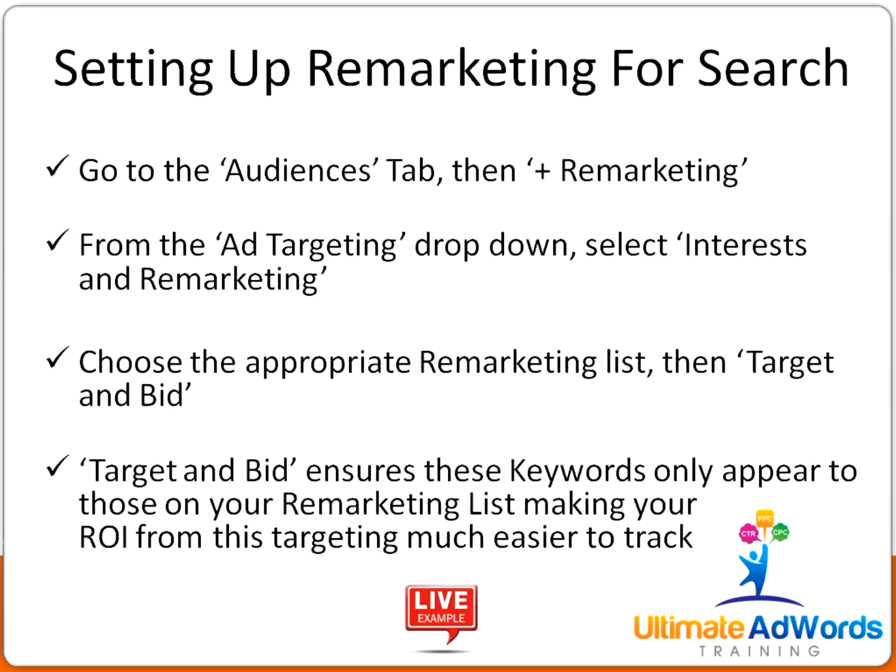Once you've created your first ad group, you want to go to the Audiences tab and then plus remarketing. From the ad targeting drop down, select interests and remarketing, then choose the appropriate remarketing list, then select target and bid. The target and bid option ensures your keywords only appear to those who are on your remarketing list, making your return on investment from this targeting much easier to track.